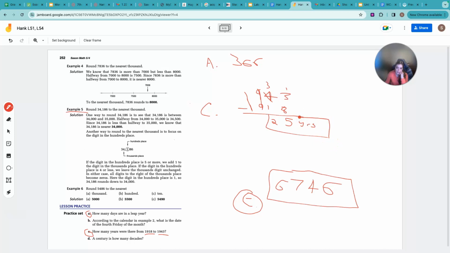And on to letter E. Round to the nearest thousand. So first, let's identify the thousands place. Well, it's the 6 there. Let's look at the second number. Is the second number 5 or above, or is it 4 or below? So it's a 7. So it's 5 or above. So we know we're going to round up to the next thousand. So that would be 7,000.